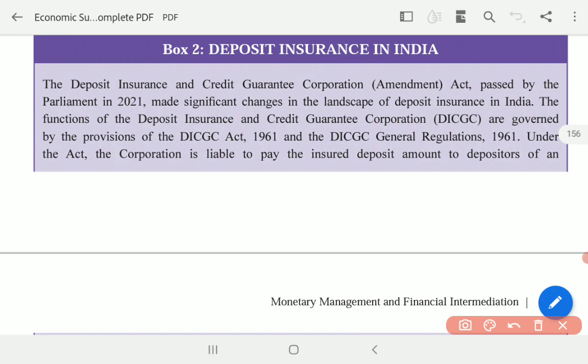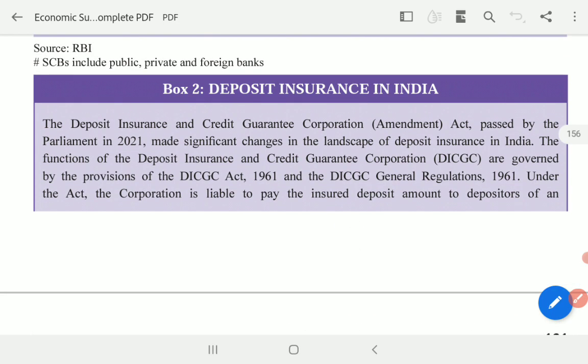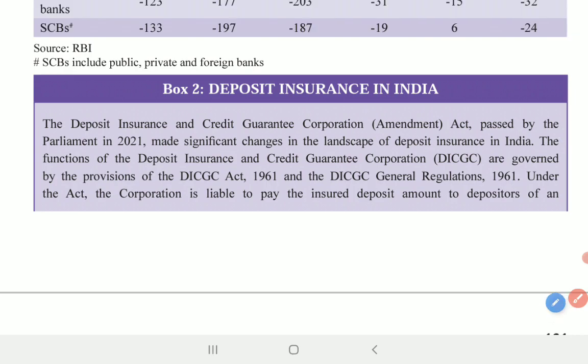Today, the second topic from the economic survey is deposit insurance in India. Why are we discussing this topic?